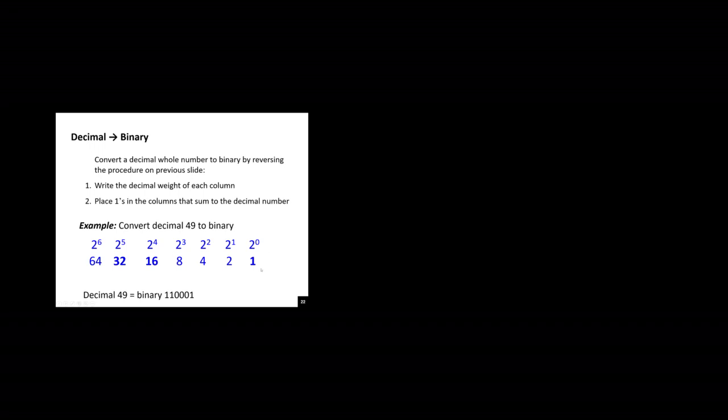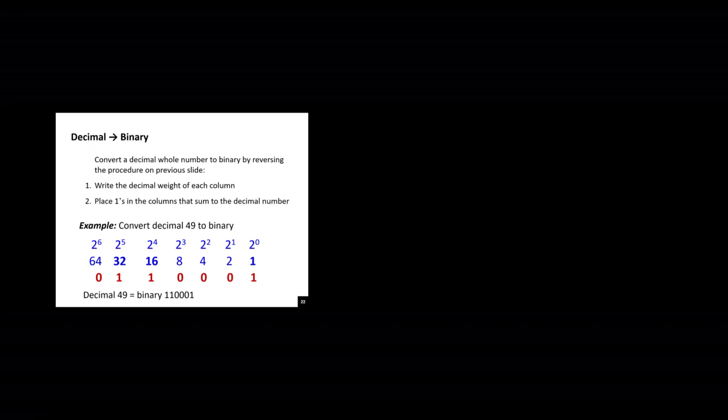That's what we need to answer in order to write down the binary number, the binary representation of the quantity 49. And in this case, we need one lot of 32, one lot of 16, and one lot of 1. And that will add up to 49. Everything else that we don't need, we put a 0 in that column. And then finally, we have our binary number.